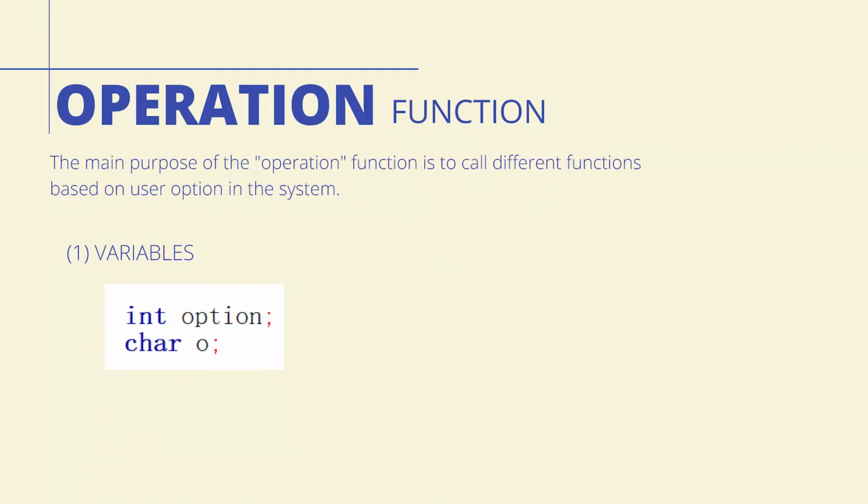Next, what we have is the operation function. The main purpose of the operation function is to call different functions based on the user's option in the system. There are two variables used in the function. The first one is the integer variable option, and the next one is the character variable O.